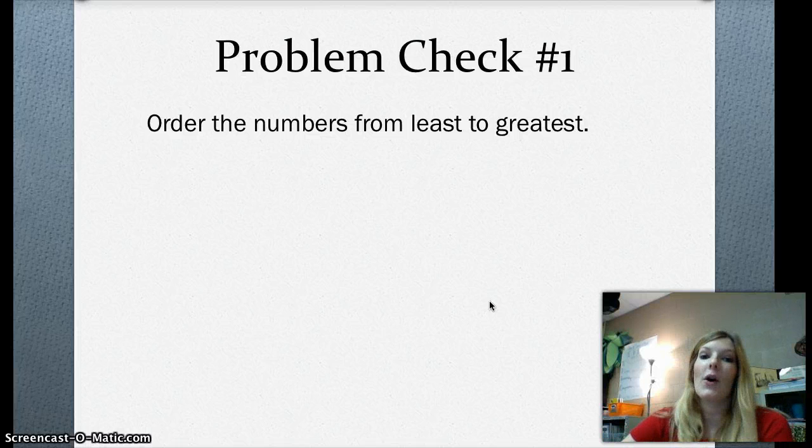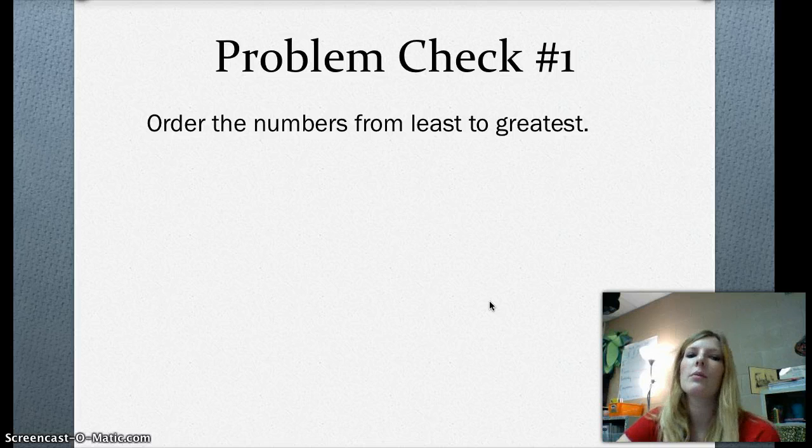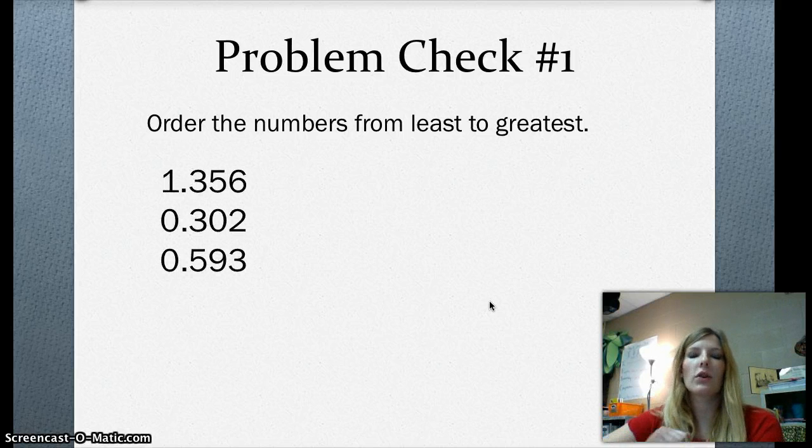All right, so hopefully you feel like you're pretty good at this. I'm going to give you a chance to do problem check number 1. So you can write PC1 on your notes and then write the problem and the answer down in your notebook. Order the numbers from least to greatest. Go ahead and pause the video now and give yourself enough time to work it through.